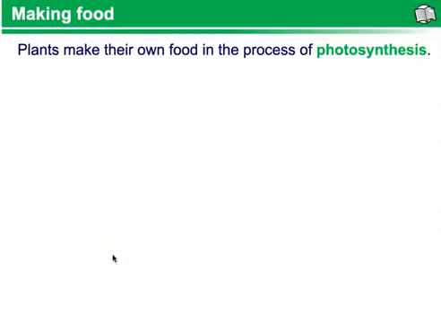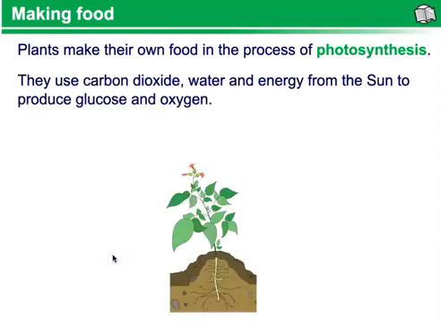Making food. Plants make their own food in the process of photosynthesis. They use carbon dioxide, water, and energy from the sun to produce glucose and oxygen.